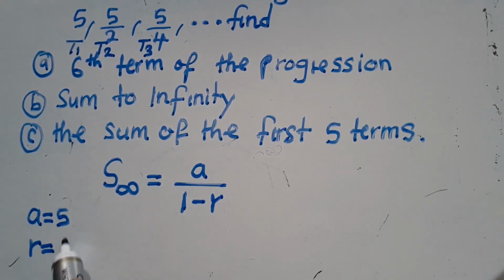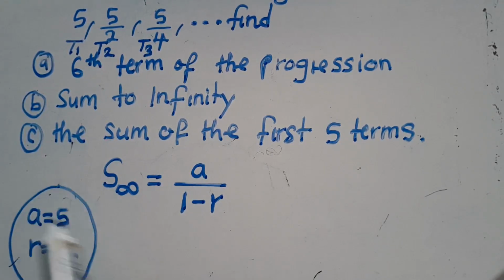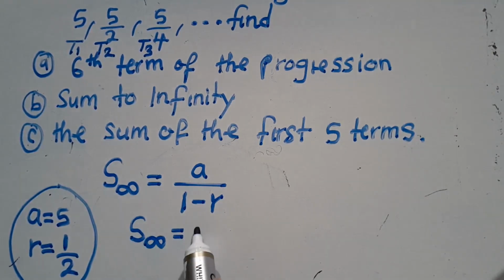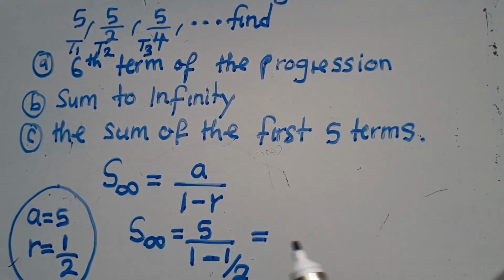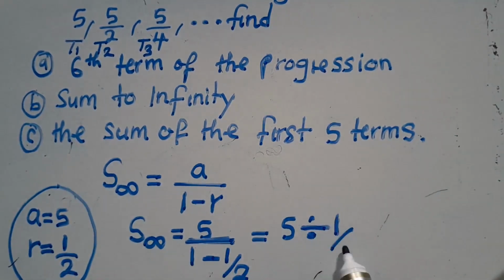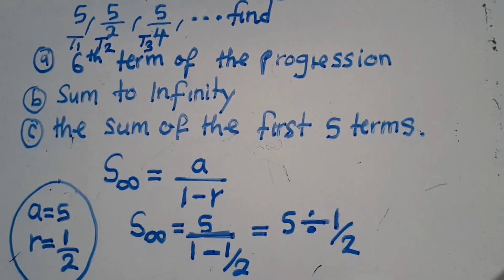What is my common ratio? The common ratio is 1 over 2. So I'm going to get these two and substitute in this formula. In other words, to find the sum to infinity, you just need the first term and the common ratio. This is equal to 5 over 1 minus 1 over 2. This is the same as 5 divided by 1 minus half, which is just the same as half. If you don't know this part, you can punch it on your calculator.